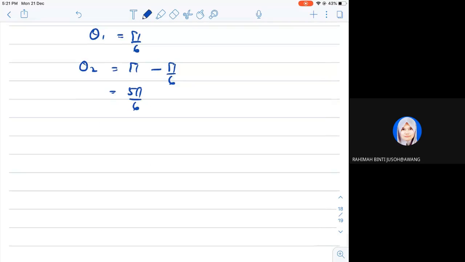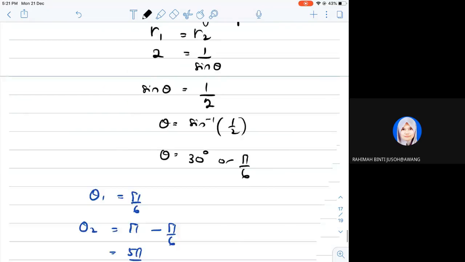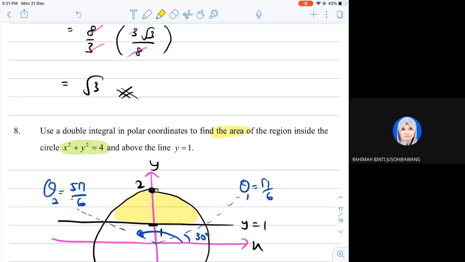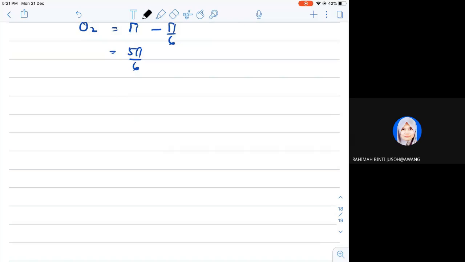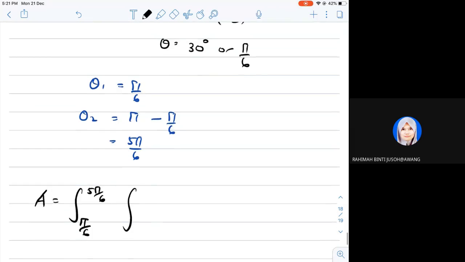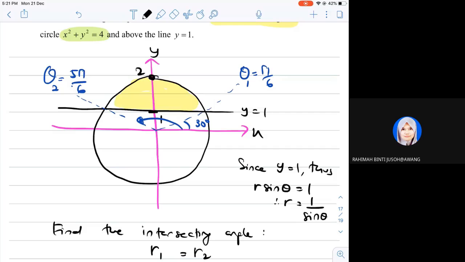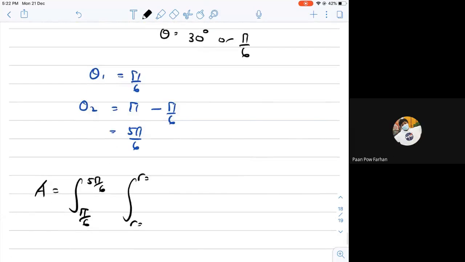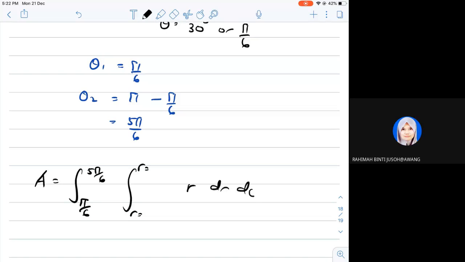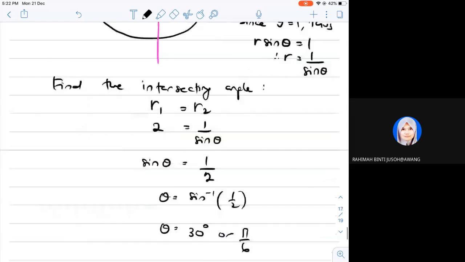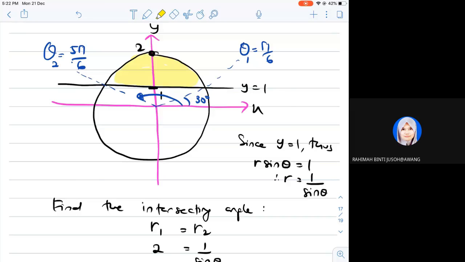So now, let's start the calculation. The question wants the area, right? Yes, area of the region. So area equals integration from pi over 6 until 5 pi over 6, r equals what until r equals what? From where to where, guys? Based on this region, the limit of r. r is from this line y equals 1, right? This line, guys, y equals 1. Up to this curve, isn't it?